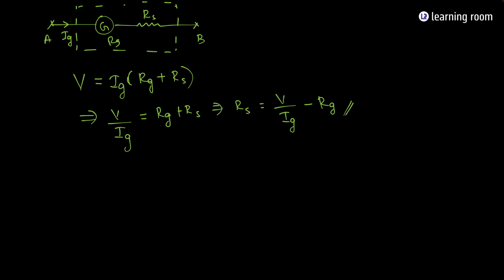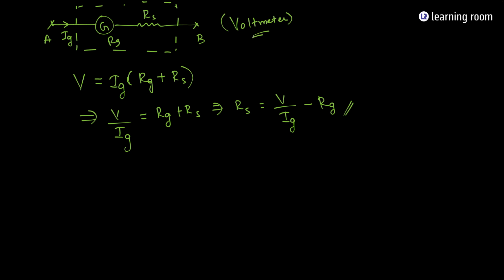If they give you the potential difference the voltmeter is supposed to measure, you can substitute that value here. Ig and Rg will be known to you. You can calculate it. So this is the value of the series resistor that you need to connect to convert a galvanometer into a voltmeter.